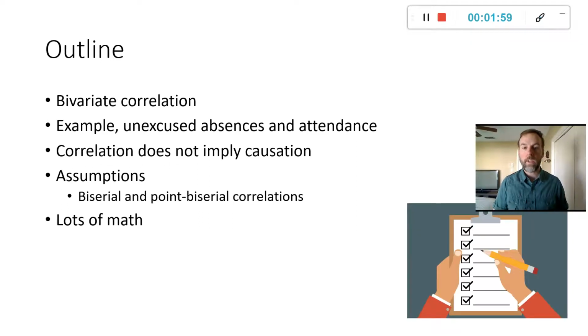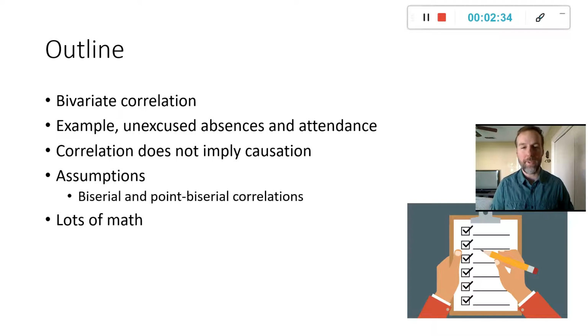So today we're going to talk about bivariate correlation, or what you may know better as Pearson's correlation coefficient. We're going to look at an example. That's what we'll cover in this first part of this YouTube series. We're going to look at the relationship between unexcused absences and attendance, and this is actual data that I got from my undergraduate class. We'll talk about how correlation does not imply causation, and I'm sure that's been emphasized heavily in any sort of undergraduate research class you took. We'll just re-emphasize that.